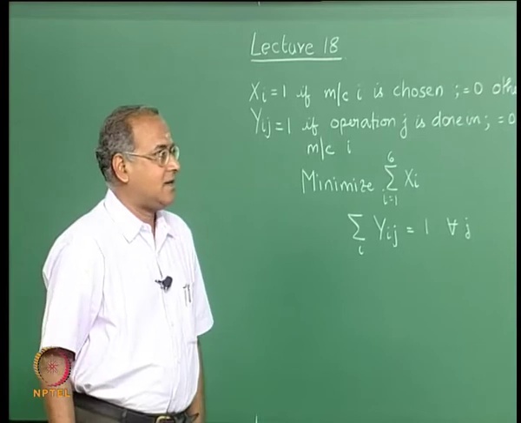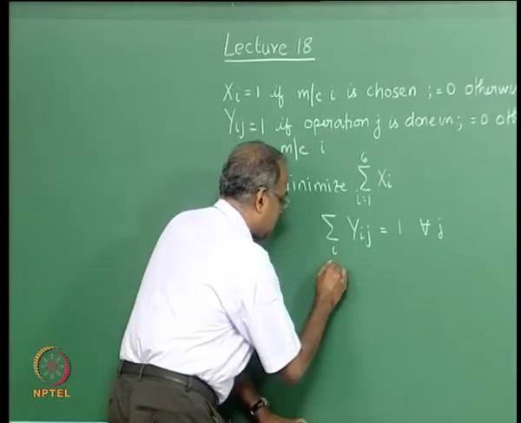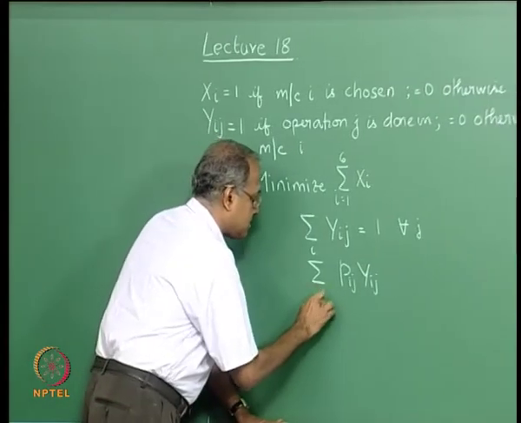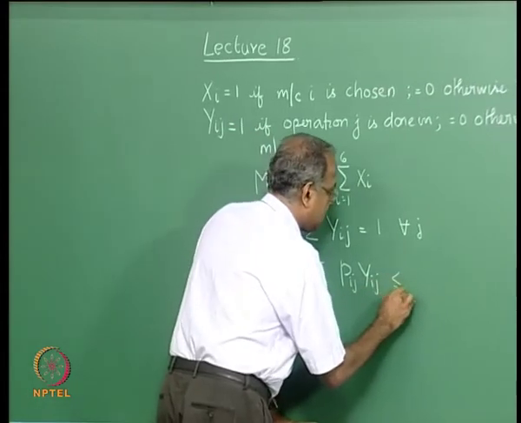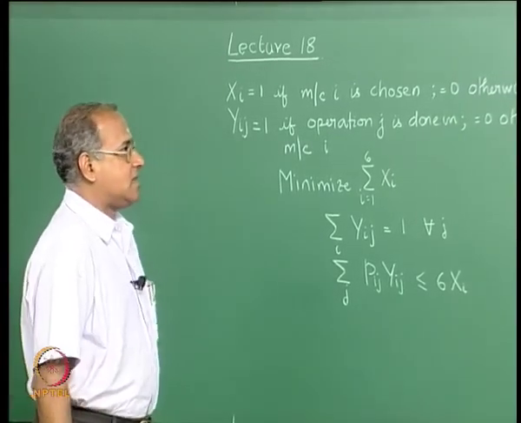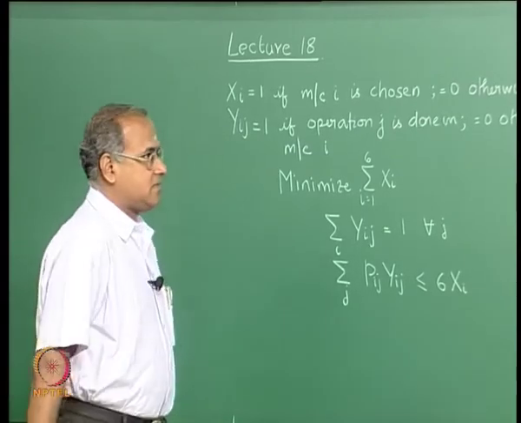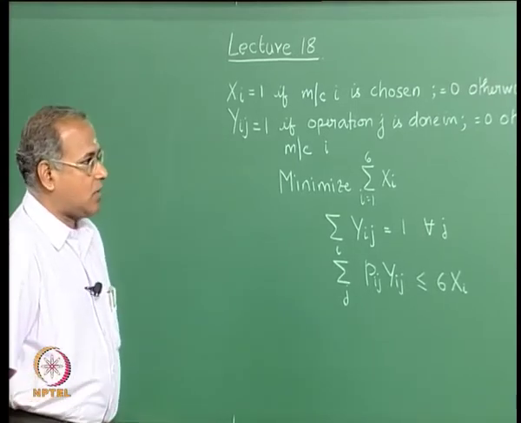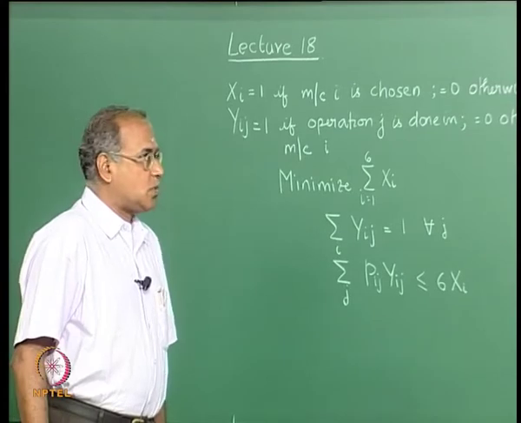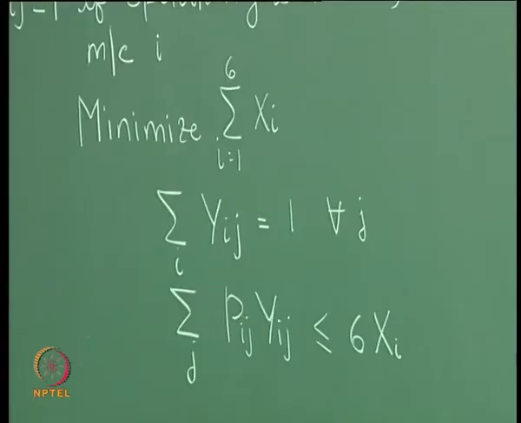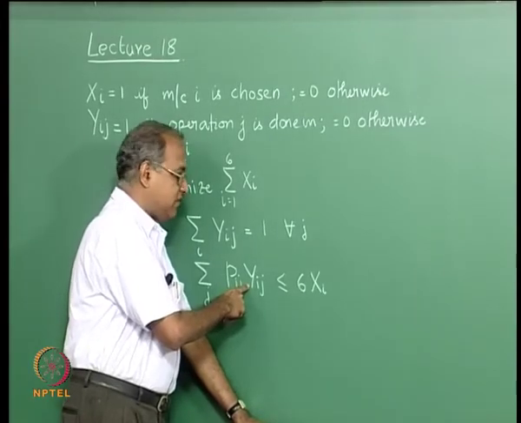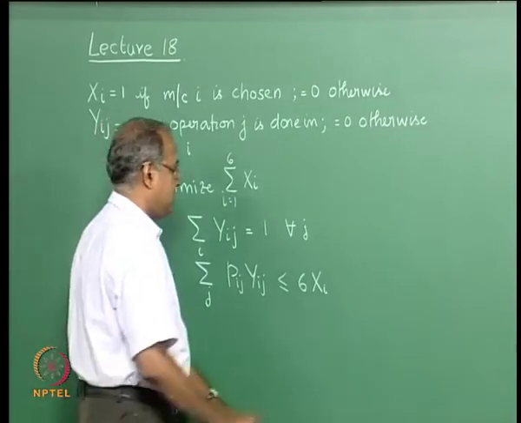We also have to ensure that the cycle time restriction is met. So, summation p_ij y_ij summed over j is less than or equal to 6 x_i. Let me explain this. Let us take one of the machines, machine number 3, to illustrate this. So, 3 y_31 plus 3 y_34 plus 2 y_35 plus 5 y_36. Let me write one of the constraints out of this set, corresponding to machine number 3. This is for every i.